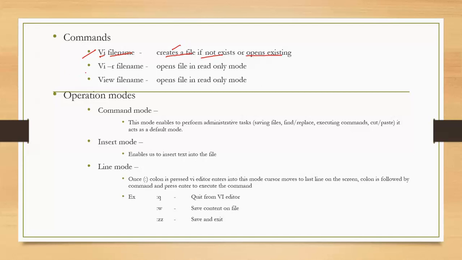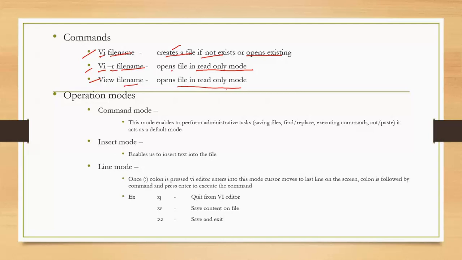The second command is vi -r followed by a file name. When I use this, it opens a file in read only mode, so you cannot edit that file, you can only read the information from the file. Similarly, we can also use view followed by a file name. This command is also used to open the file only in read only mode.